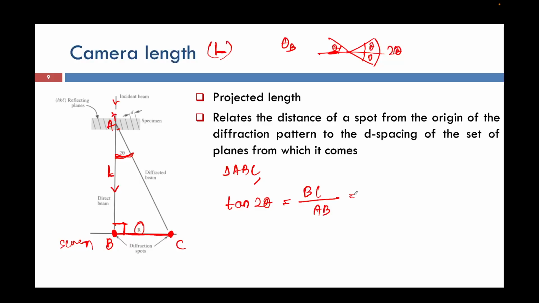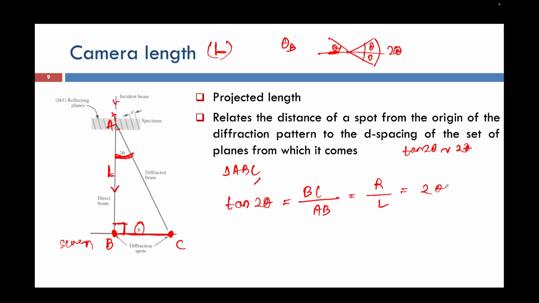So BC by AB will be how much? BC will be R, AB will be L, right? So this R by L is tan 2 theta. Now I know that this 2 theta value is extremely small, because we saw in previous slides that the angle we are talking about when diffraction is taking place is less than 1 degree. So in that case I can write tan 2 theta as somewhat close to 2 theta. I am putting tan 2 theta as 2 theta.